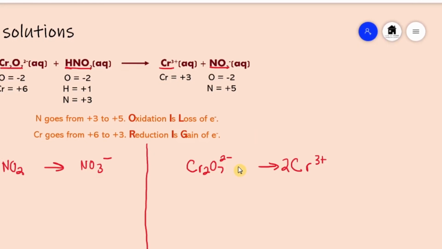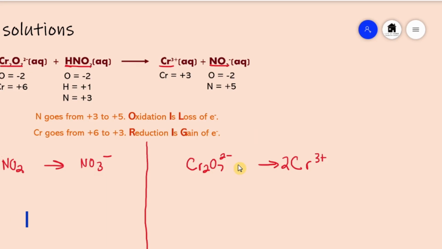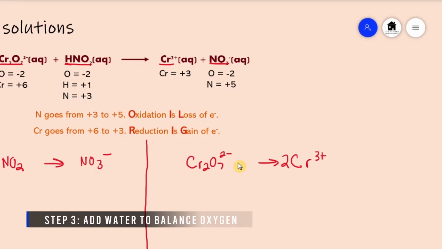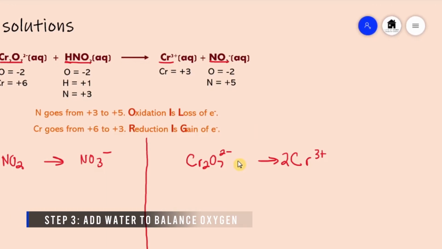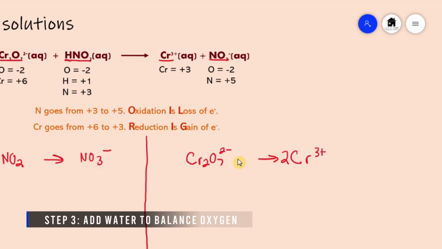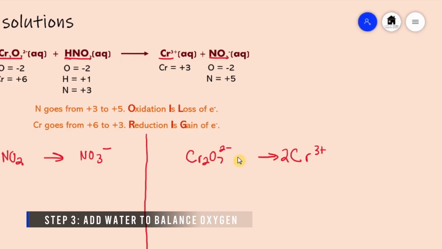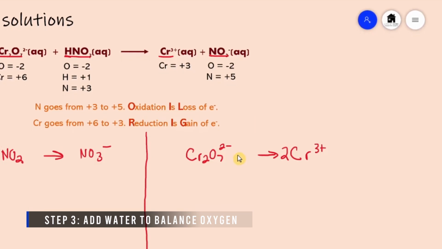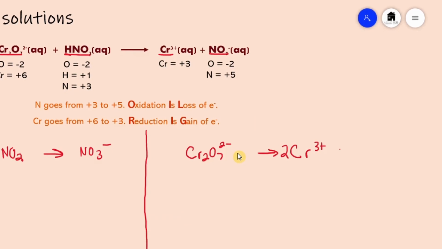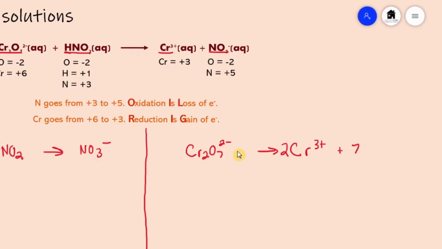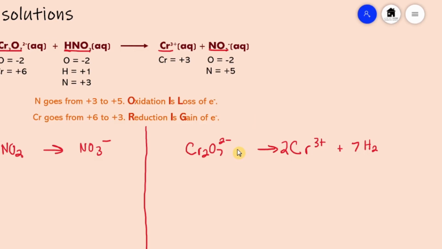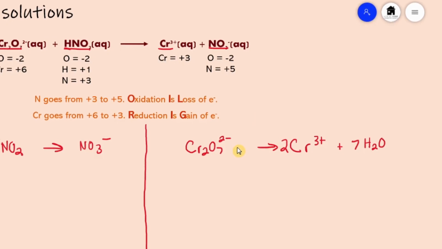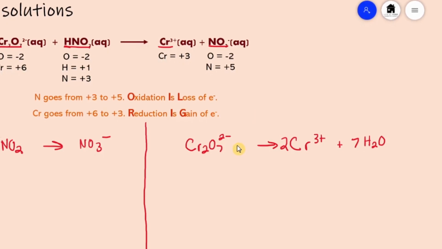Now we want to add water molecules to balance our oxygen. In this particular case, we've got 7 oxygens on our reactant side, but we don't have any on our product side. So I need to put some oxygens over here, and I'm going to do that by putting enough water molecules to balance out my 7 oxygens.